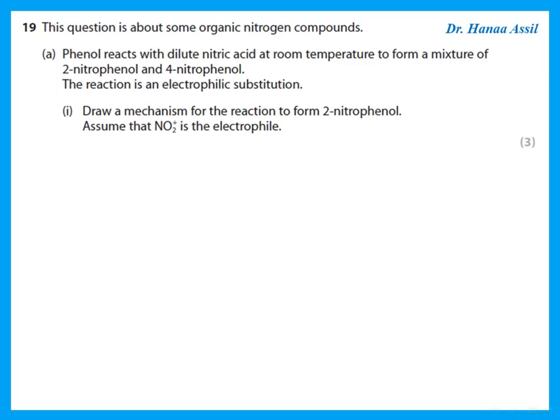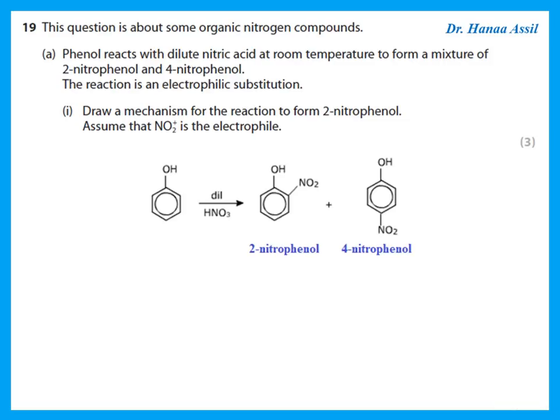Okay. This question is about some organic nitrogen compounds. Phenol reacts with dilute nitric acid at room temperature to form a mixture of 2 nitrophenol and 4 nitrophenol. So he's saying phenol reacts with dilute nitric acid. It can form 2 nitrophenol and 4 nitrophenol. The reaction is electrophilic substitution. Draw a mechanism for the reaction to form 2 nitrophenol and assume that NO2 plus is the electrophile.